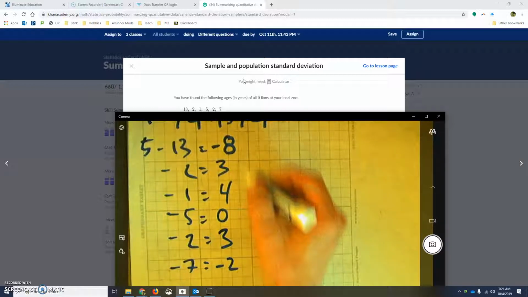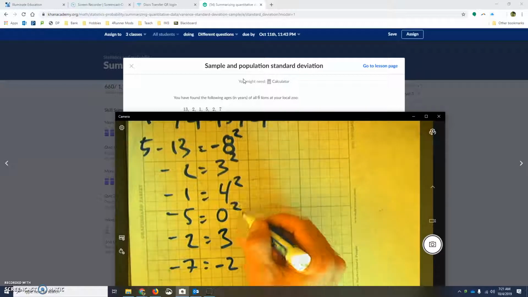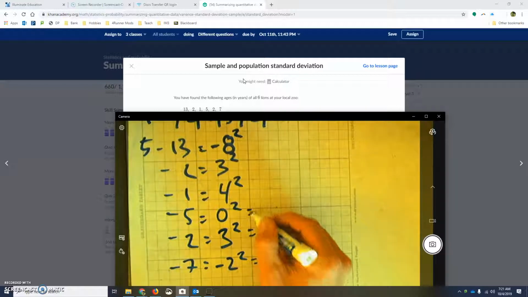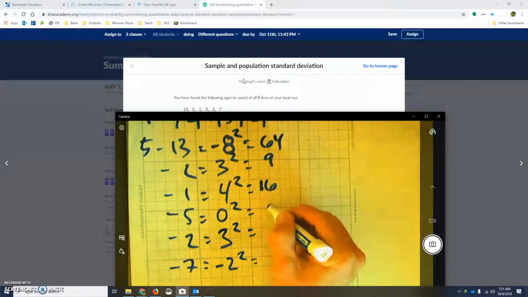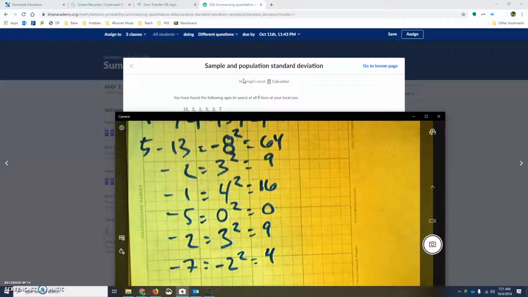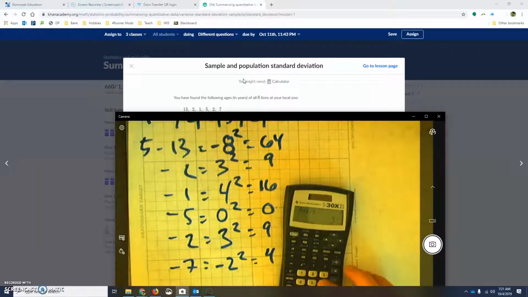We're going to square all these numbers. So 64, 9, 16, 0, 9, and 4. Now we're going to add all of these up. 64 plus 9 plus 16 plus 0, plus 9 plus 4. Okay, so we get 102.